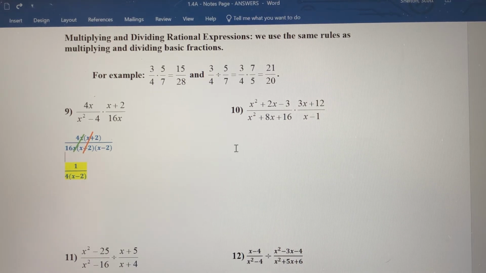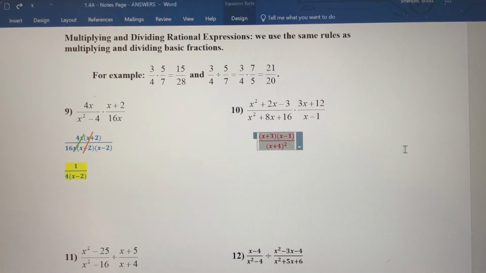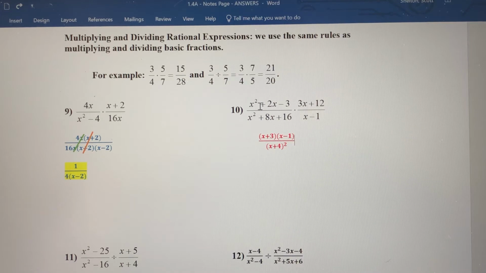Okay, number 10, I'm going to factor this numerator, this denominator, and this numerator. Okay, this denominator cannot be factored. All right, and then we're going to see what happens. So this gives me x plus 3 times x minus 1. This gives me x plus 4 squared. Okay, and now when I simplify or factor this other part of the product, I get 3 times x plus 4 over x minus 1.